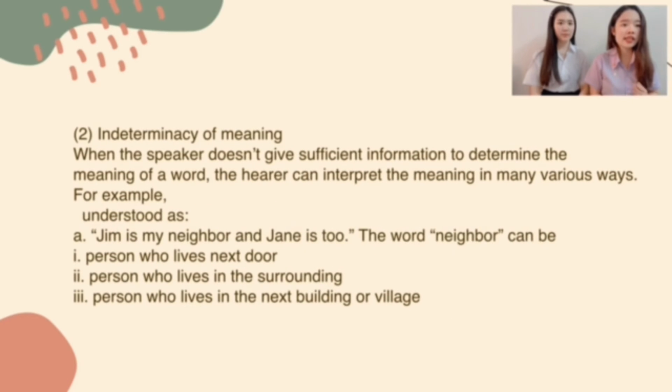Second is indeterminacy of meaning. When the speaker doesn't give sufficient information to determine the meaning of a word, the hearer can interpret the meaning in many various ways. For example, "Jim is my neighbor and Jane is too." The word neighbor can be a person who lives next door, a person who lives in the surroundings, or a person who lives in the next building or village.